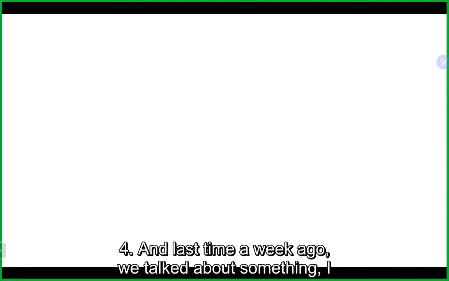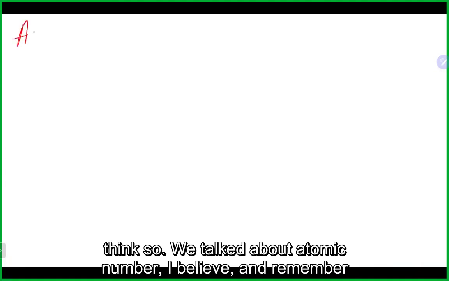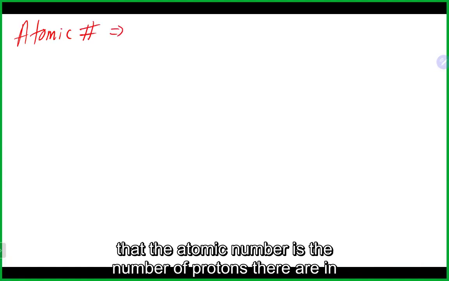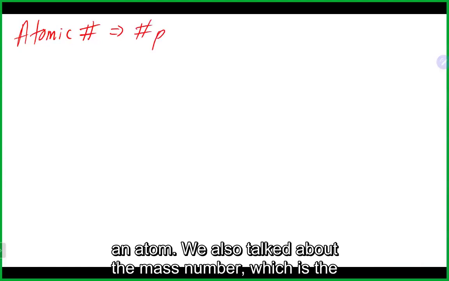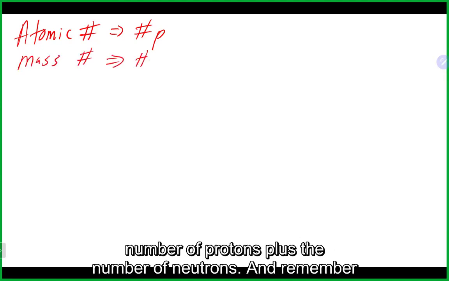Okay, we're going to continue on here in chapter 4. And last time, a week ago, we talked about atomic number, I believe. And remember that the atomic number is the number of protons there are in an atom. We also talked about the mass number, which is the number of protons plus the number of neutrons.